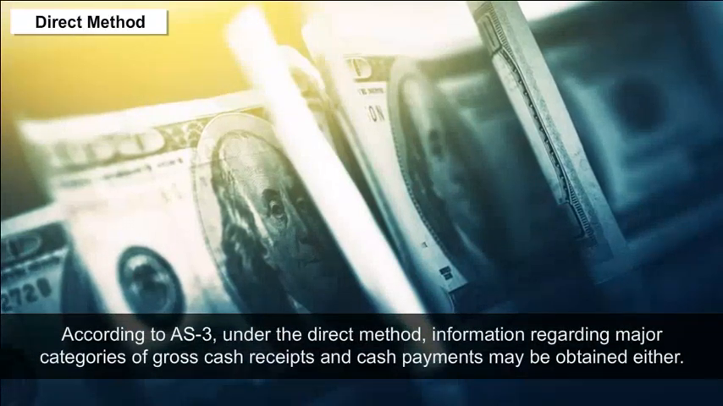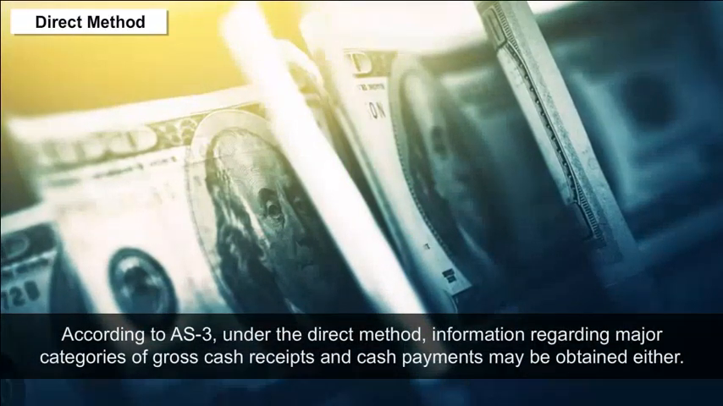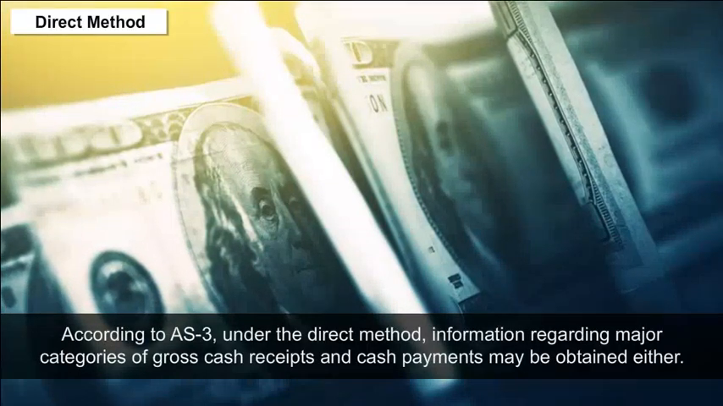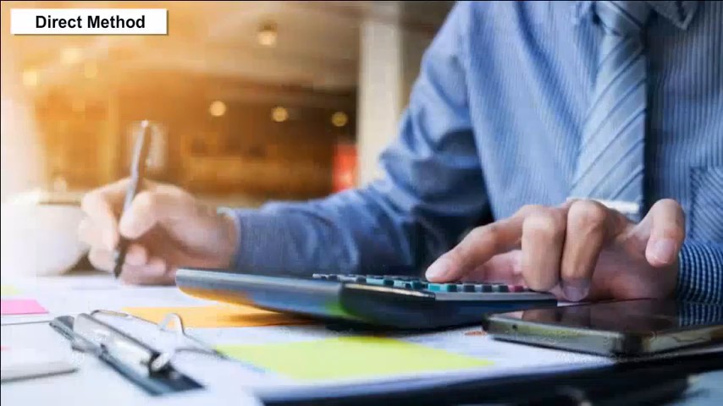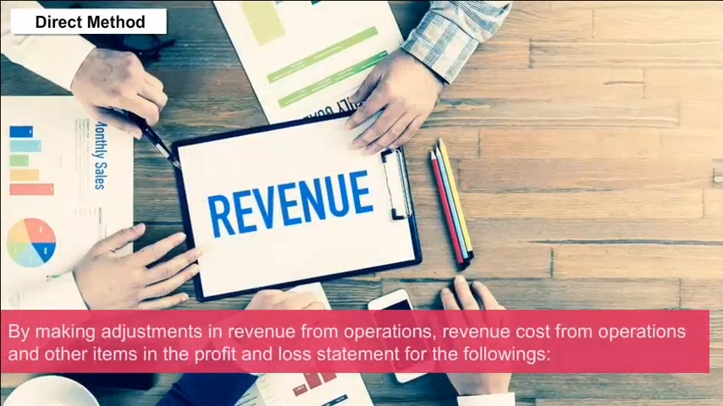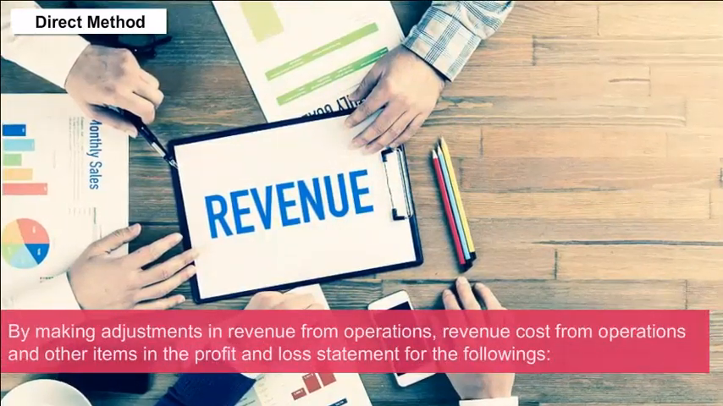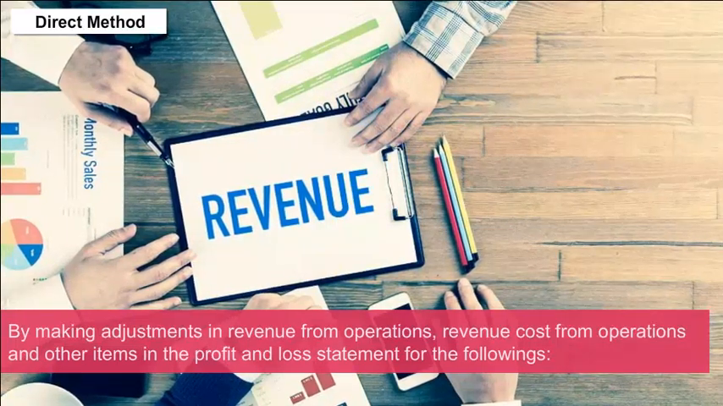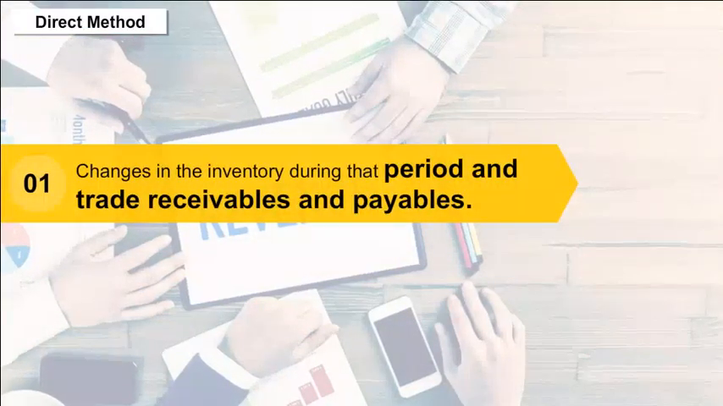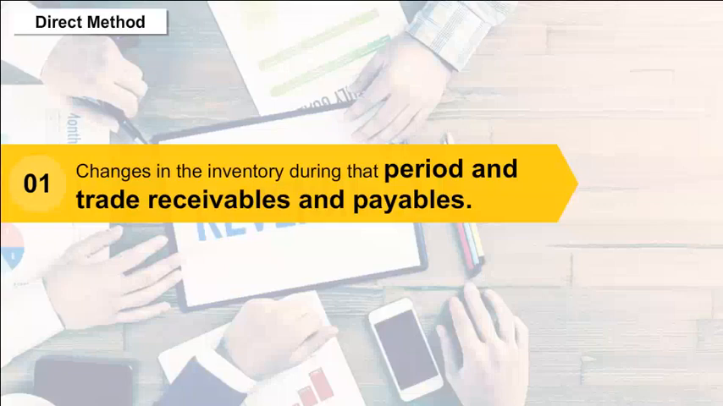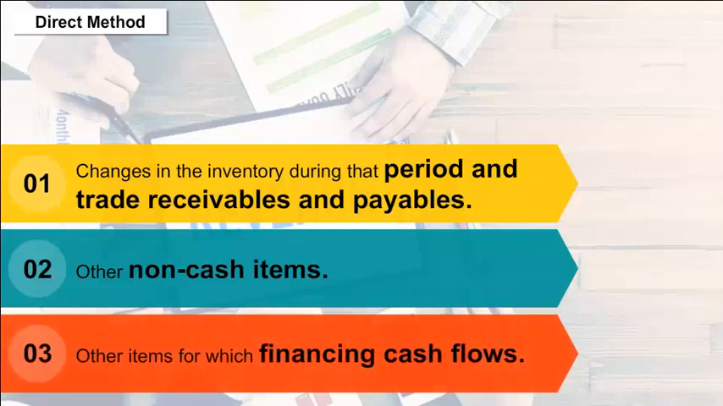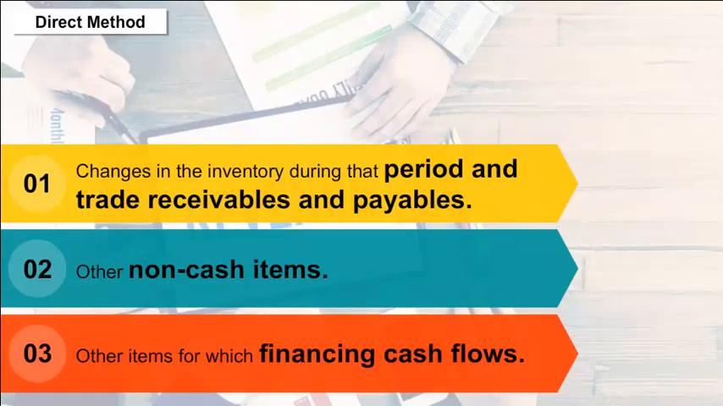According to AS3, under the direct method, information regarding major categories of gross cash receipts and cash payments may be obtained either from the accounting details of the organization, or by making adjustments in revenue from operations, cost of revenue from operations, and other items in the profit and loss statement for the following. 1. Changes in the inventory during that period and trade receivables and payables. 2. Other non-cash items. 3. Other items for which there are financing cash flows.